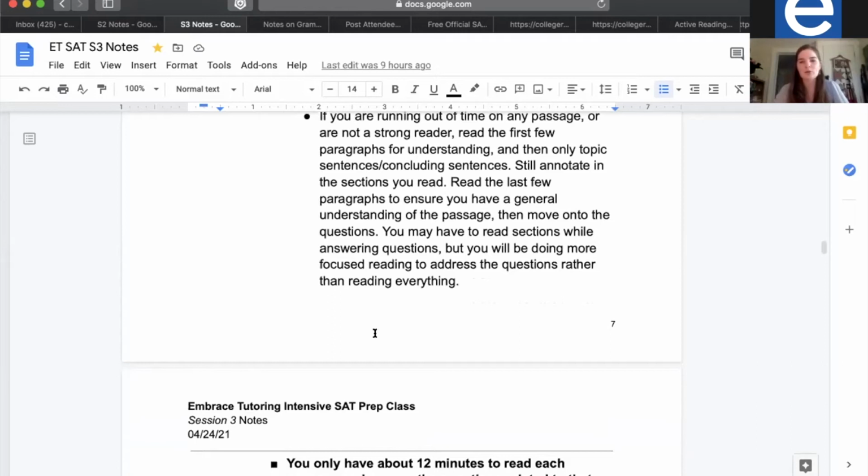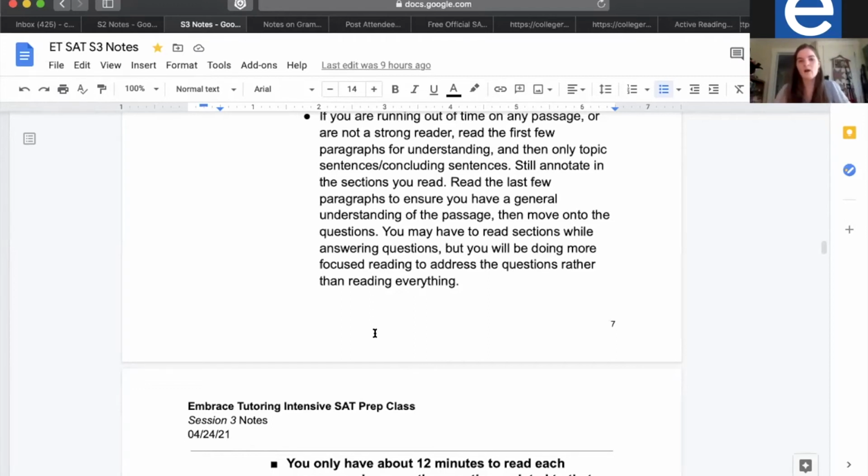So you want to look at topic sentences and concluding sentences, and you still want to annotate in the sections that you're reading using this particular strategy. And you want to read the last few paragraphs to ensure that you have a general understanding of the passage. So you're reading basically the first few paragraphs, the last few paragraphs, and each of the topic sentences and concluding sentences in the actual body of the text.